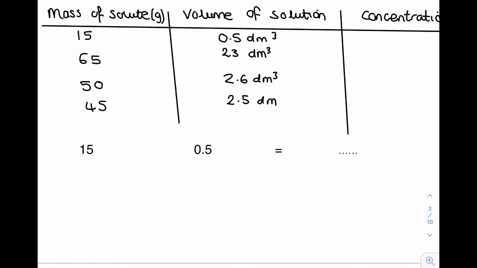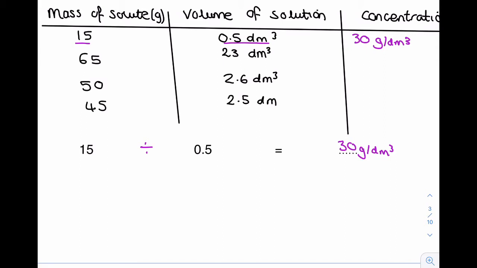I'd like you to have a go at these. I can do the first one with you. So 15 is the mass and the volume is 0.5 decimeter cubed. So I'm going to do 15 divided by 0.5 because we do mass divided by volume to get us concentration, and that will give us 30 grams per decimeter cubed. So here I would write 30 grams per decimeter cubed. Pause the video, have a go at the rest, and I'll go through the answers with you.